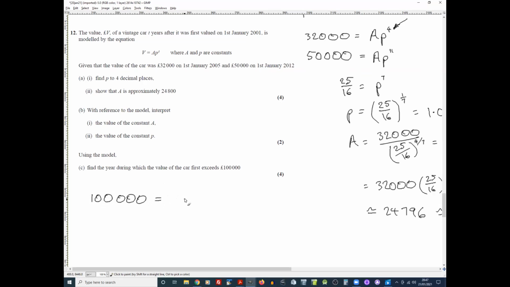100,000 equals. Right, so we put A as 24,800. I don't think they would mark you down for that. There's no clear way to know. We can simplify before it gets nasty. And then what's p? p is.